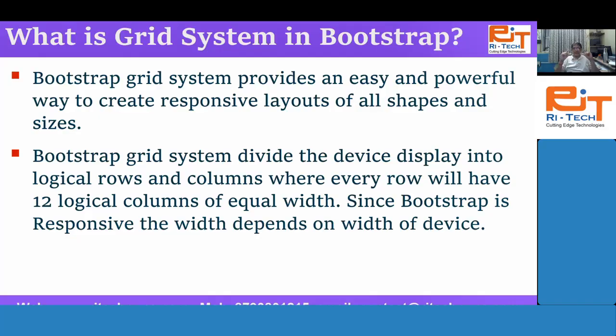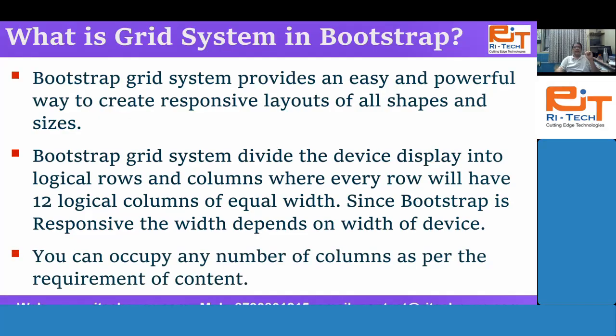But what the grid system will do is divide the display of your device into rows and columns, where every row will have 12 logical columns where you can put the content. You can occupy any number of columns as per the requirement of the content. It's not physical, it's not fixed. So 12 logical columns will be there, and you can occupy any number of them as per your requirement.